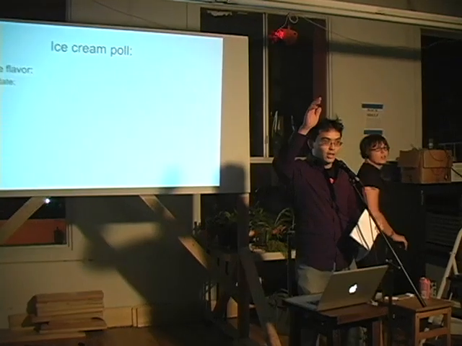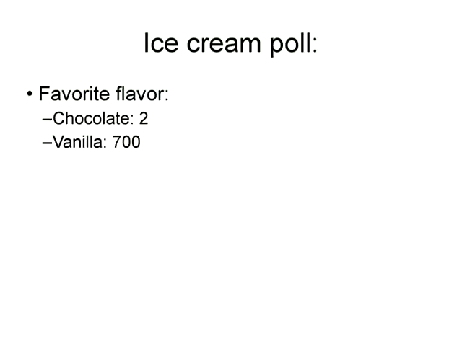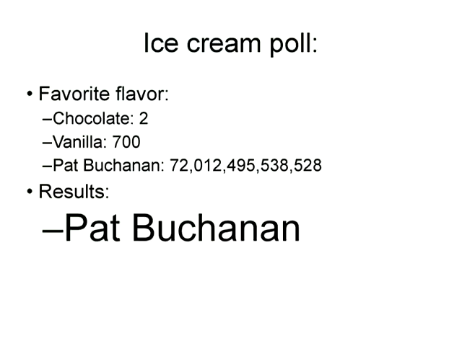Hands up right now. Okay, I'm counting about 2. And so hands up now for vanilla. How many people like vanilla as their favorite flavor? Okay, that's about 700. And so like any good pollster guy, I will tally the results. And we find that the favorite flavor of Noisebridge for ice cream is Pat Buchanan with 72 votes. Yeah, butterfly ballot joke. That never gets old.